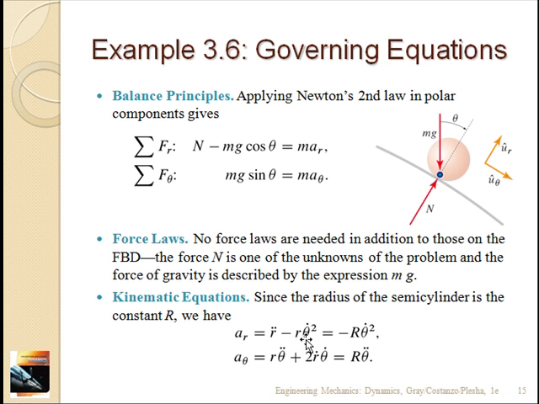A_r is r double dot minus r theta dot squared. R double dot would imply that the ball is moving radially relative to the surface of the cylinder, and it's not yet. At some point it will, but not for the part we're interested in before separation. So r double dot is 0, so A_r is just minus the radius of the cylinder times theta dot squared. And for A theta, r dot is also 0, so this term goes away, so A theta is just r theta double dot, and r is the radius of the cylinder.